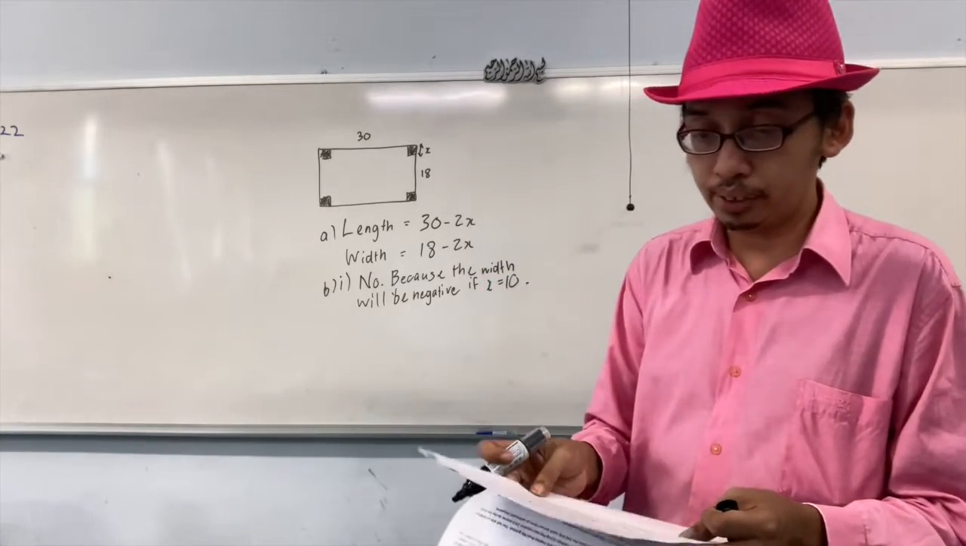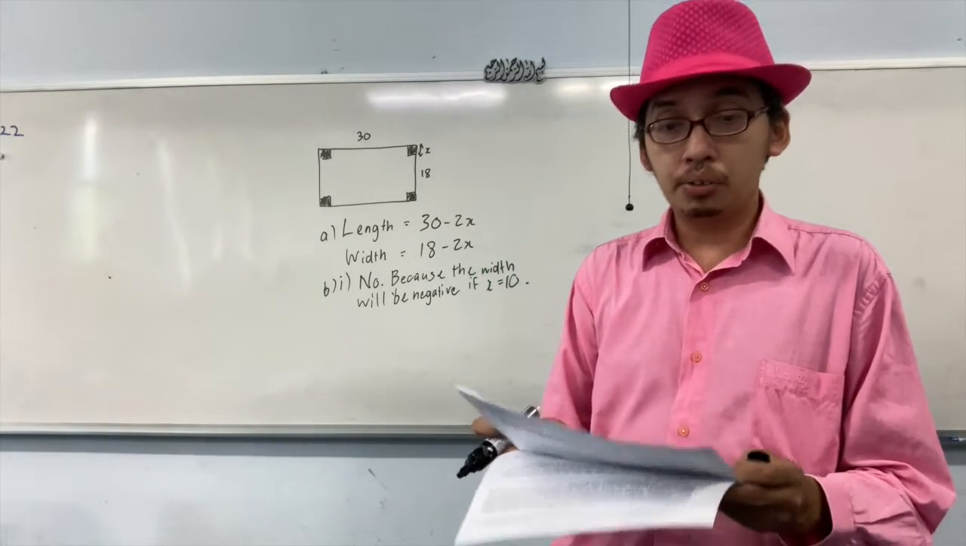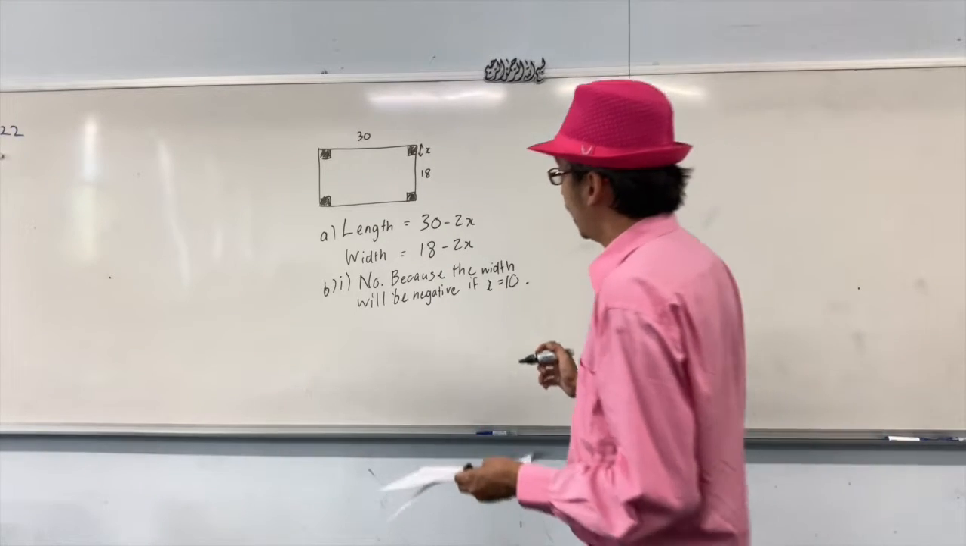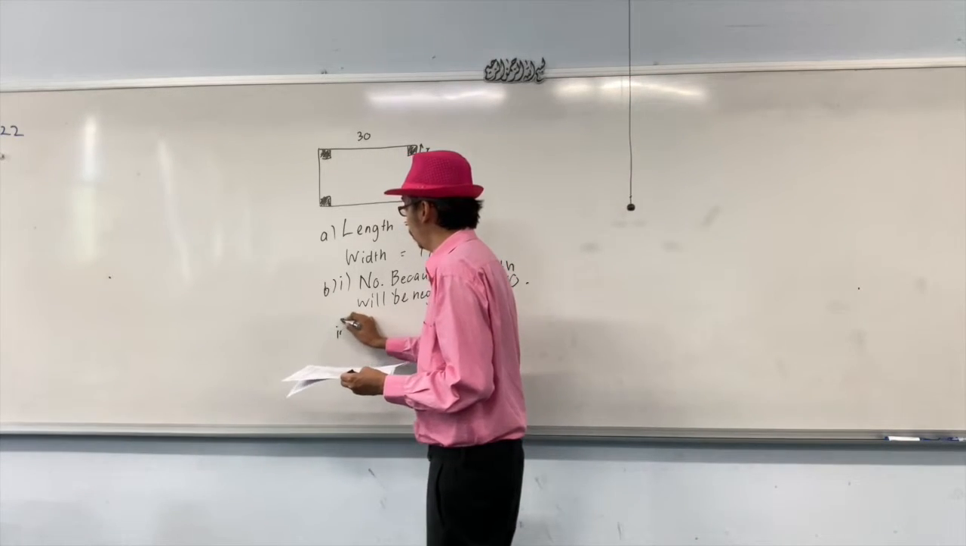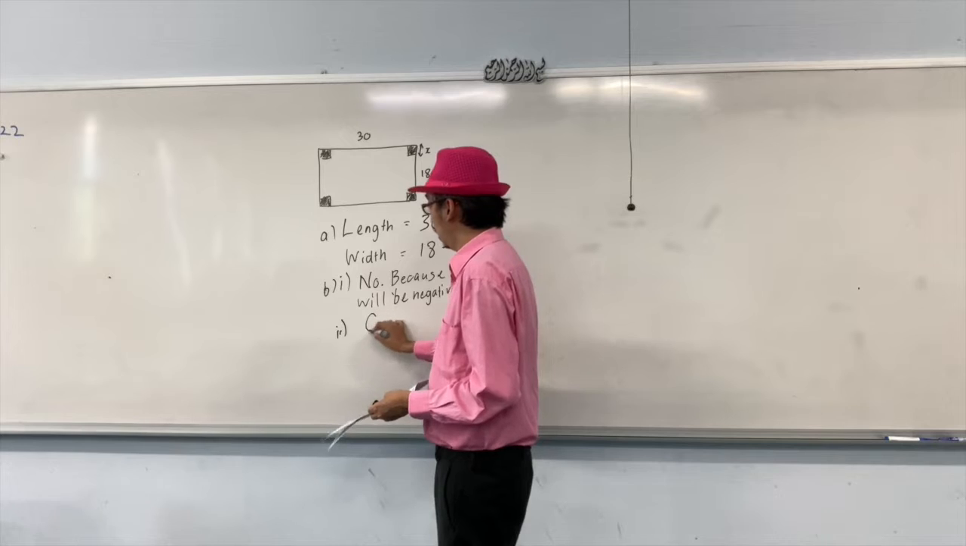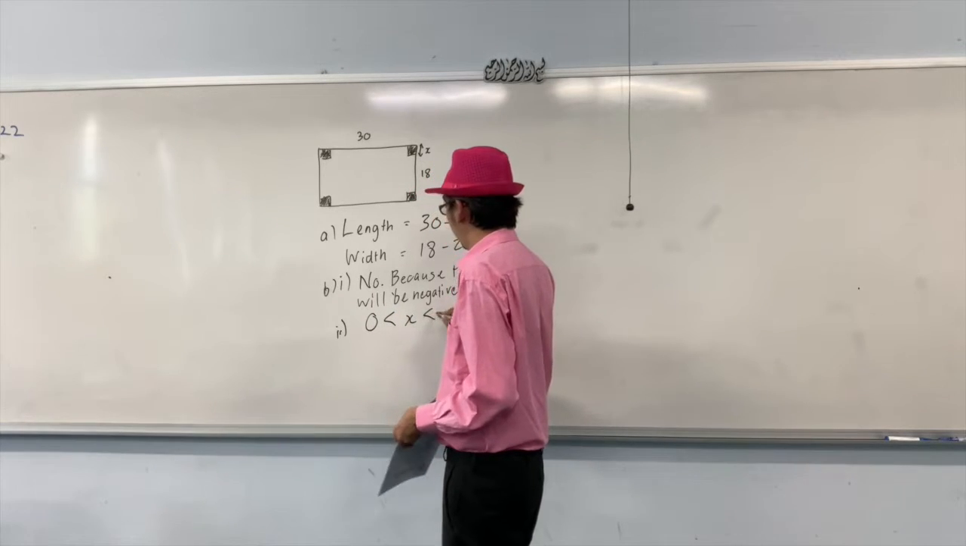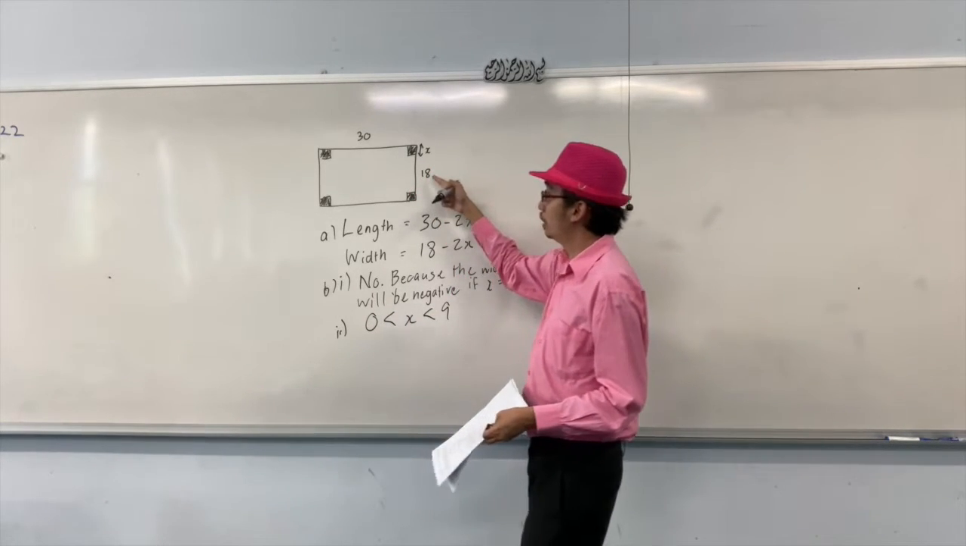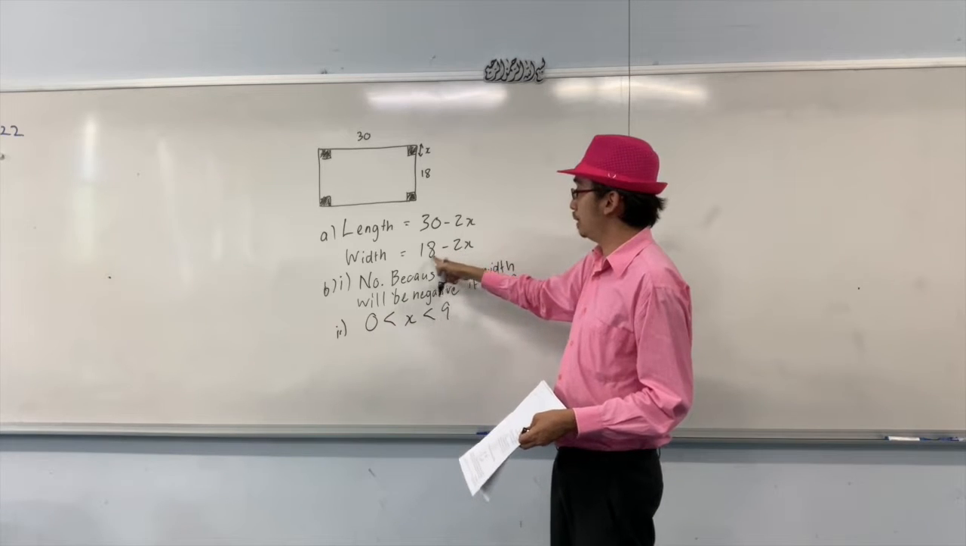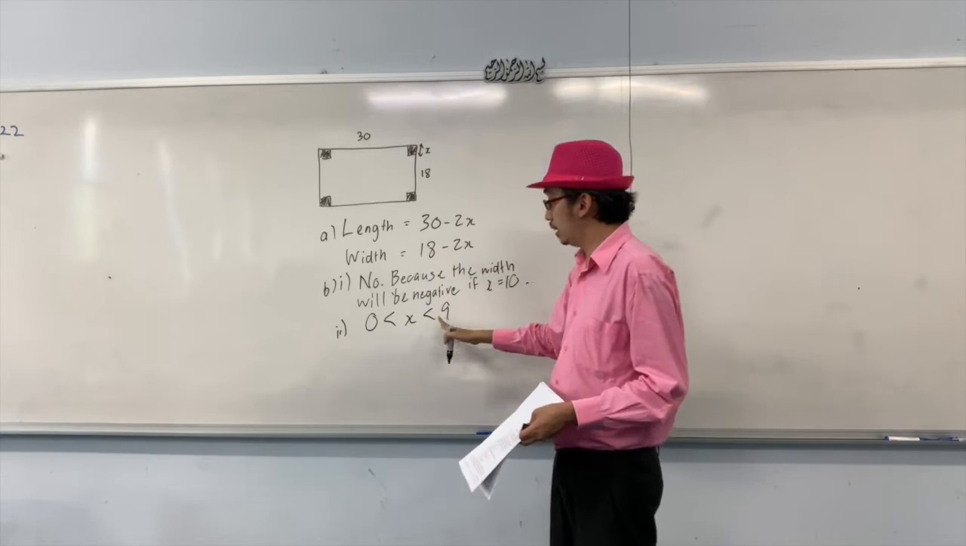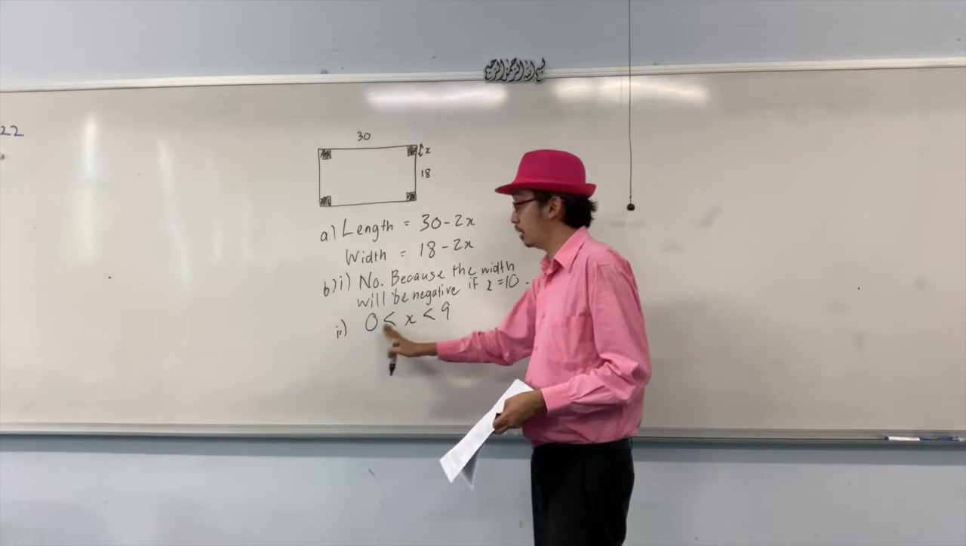So, straightforward. B part 2: write down the interval for the possible values of x. The maximum is 9, because only when you get 9 here will it be 18 minus 18, which is 0. So it is not including 9, and not including 0 as well.